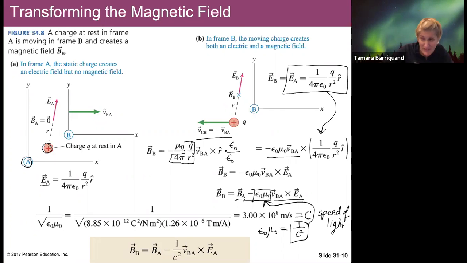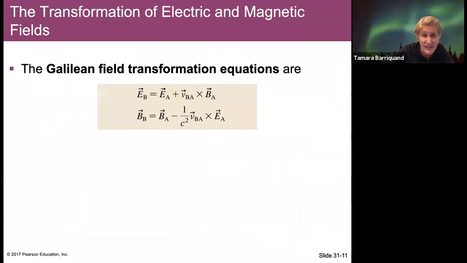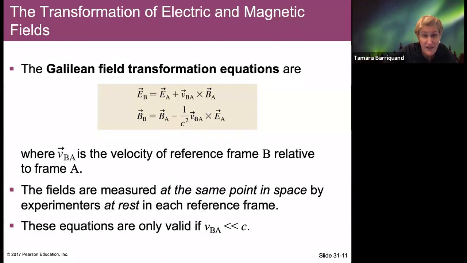So our two transformation equations are called our Galilean field transformation equations. If we have a moving charge moving in a certain reference frame, we know that the electric field transformation will be equal to E sub A plus V sub BA cross B sub A. And the magnetic field will be equal to B sub A minus 1 over c squared V sub BA cross E sub A, where V sub BA is the velocity of reference frame B relative to frame A. And the fields are measured at the same point in space by experimenters at rest in each reference frame.